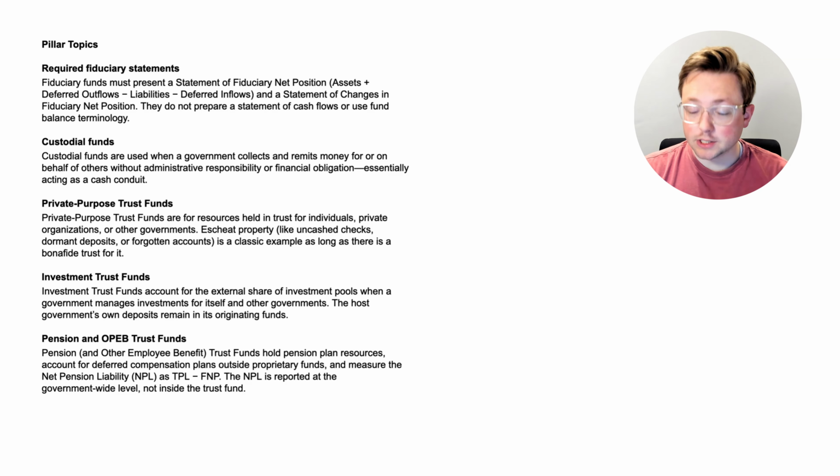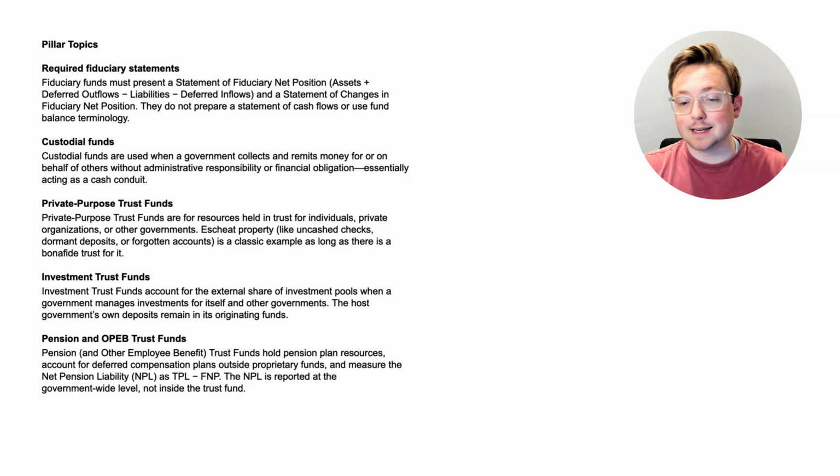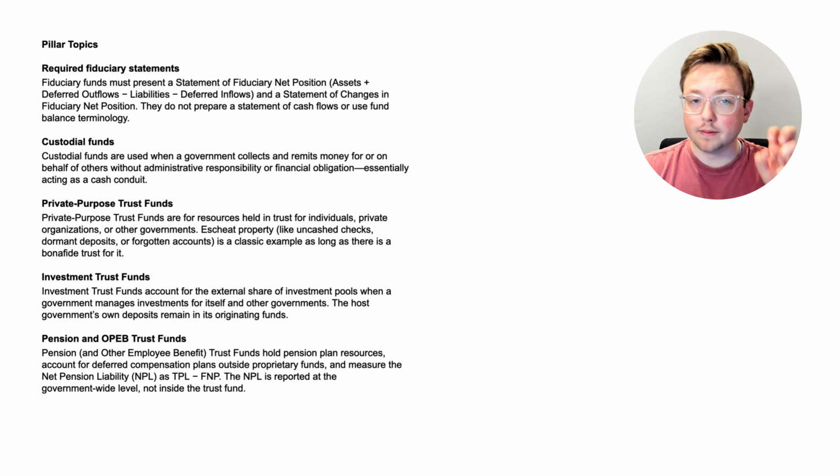Now, private purpose trust funds, these are for resources held in trust for individuals, private organizations, or other governments. Escheat property, which again is kind of like unclaimed property, like uncashed checks, dormant deposits, or forgotten accounts, is a classic example as long as there is a bona fide trust for it. Like it has to be specifically for this kind of thing. They can't just be holding it, but they don't have really any responsibility for it. So again, think of that difference between the custodial funds and the private purpose trust funds.